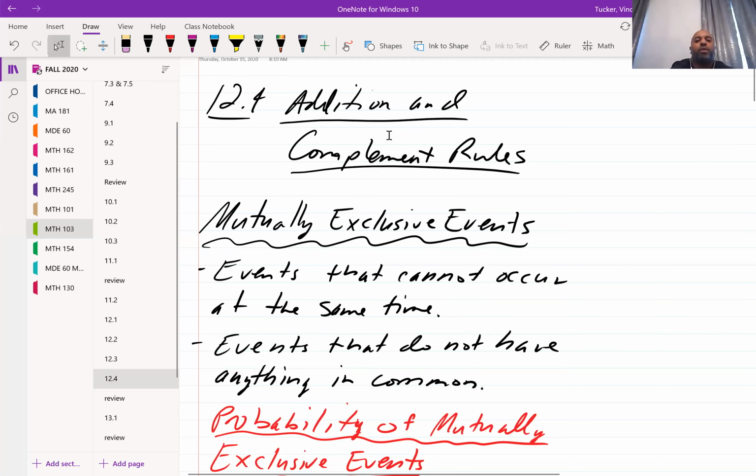Okay, so 12.4, addition and complement rules. Get that in there.